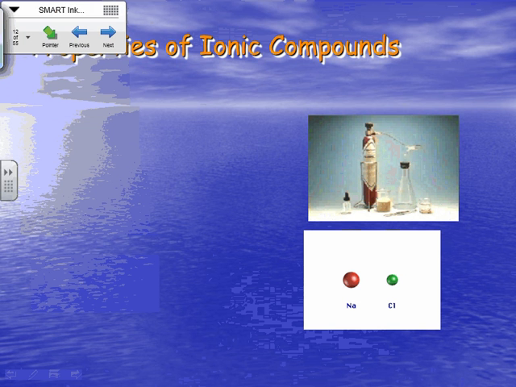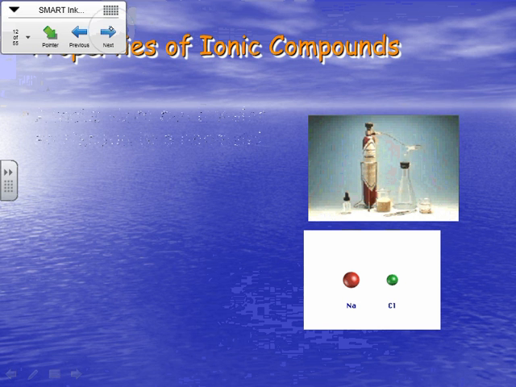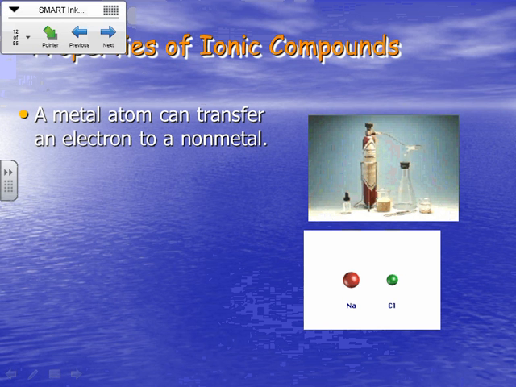All right. So the properties of an ionic compound, okay? Really, the basis of an ionic compound in the first place is that a metal atom will give an electron away to a non-metal atom, okay? So if you have an ionic compound, there's always going to be one metal, one non-metal. And when I say always, I mean usually, okay?